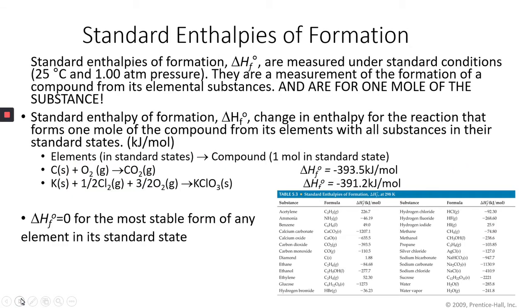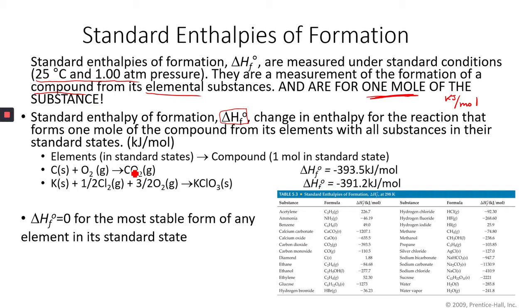So let's talk about our standard enthalpy of formation. Standard enthalpies of formation are normally measured under standard conditions, which we discussed in the previous slide, 25 degrees C and 1 atmosphere. They are a measurement of the formation of a compound, so you're forming a compound from its elements. And they are for 1 mole of the substance, so your units will be in kilojoules per mole. The symbol that you use is delta HF with the little naught on it. That naught means a little 0. So that's your standard enthalpy of formation.